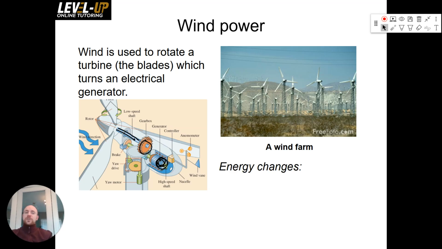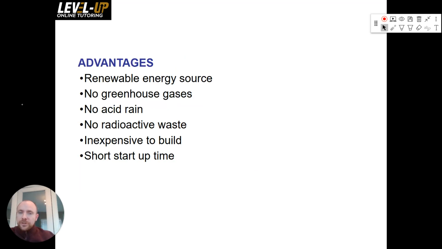So what are the energy changes, which you do need to be aware of? Think back to previous videos. The energy stores: the wind is kinetic and it's directly turning that kinetic energy into electrical energy at the generator. So that is direct. It's going straight from kinetic to electrical.